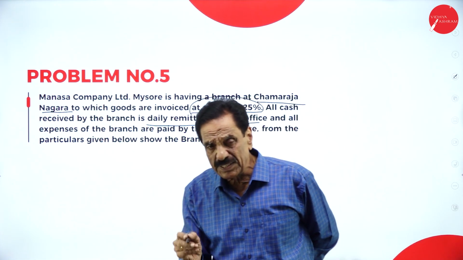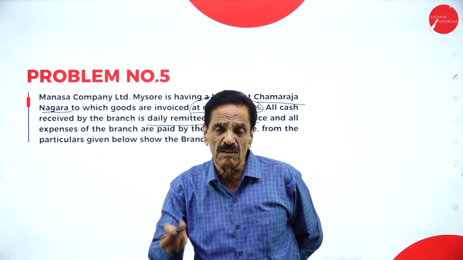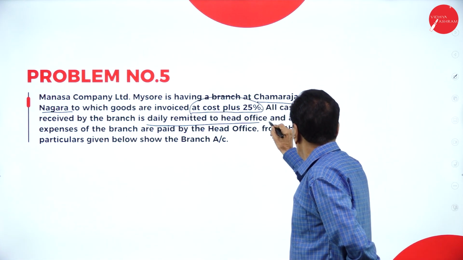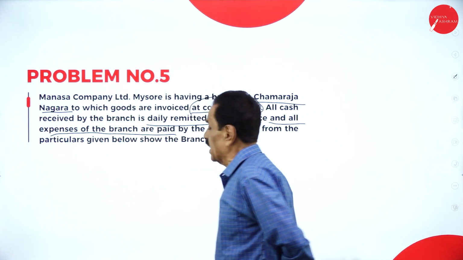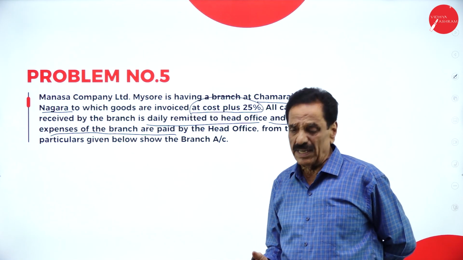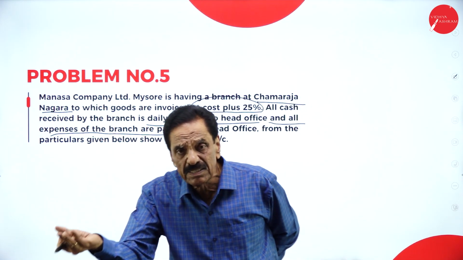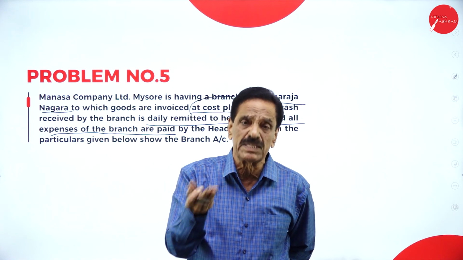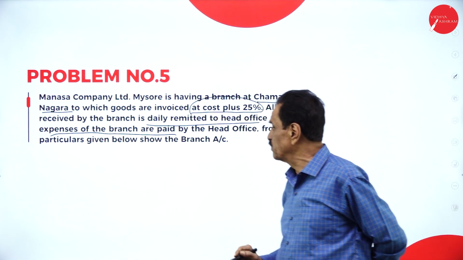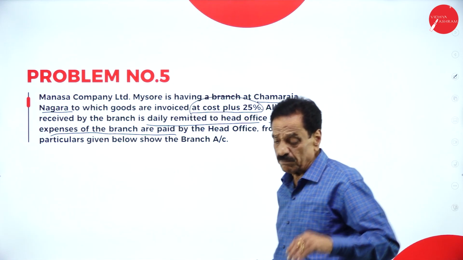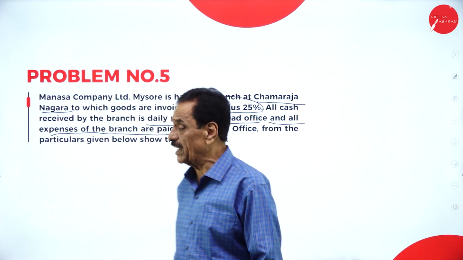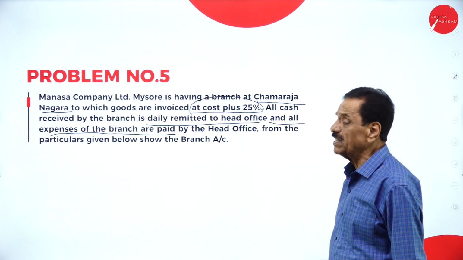Whatever cash is collected by the branch should be remitted to head office immediately, and all expenses of the branch are paid by the head office. You have to inform the head office. All the expenses are met by the head office only. So here goods are sent at cost plus 25%, which means at invoice price. How to calculate the invoice price, I will explain.